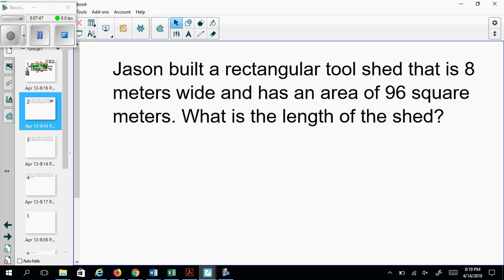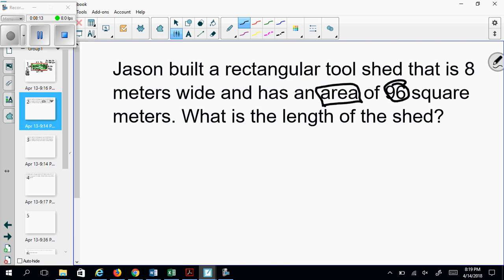Okay, so here is our first word problem. It says Jason built a rectangular tool shed that is 8 meters wide and has an area of 96 square meters. What is the length of the shed? Now, this is one of the problems where you are given the area already. So you have your area and it's 96 square meters, but what we're going to need is to find the length of the shed, and the width of the shed is 8 meters.